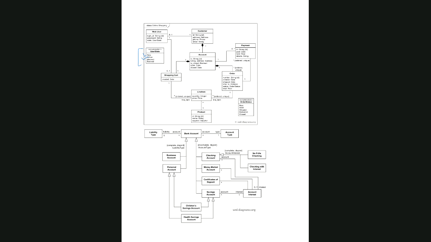So web user has different user states. Do you see here? It has different user states. Now these user states have all these values, and they are linked to shopping cart.